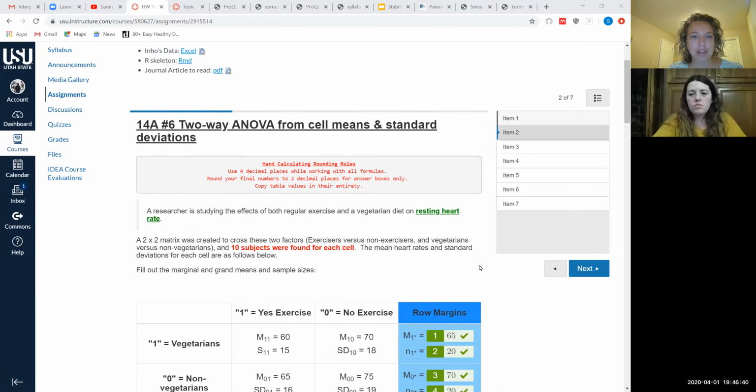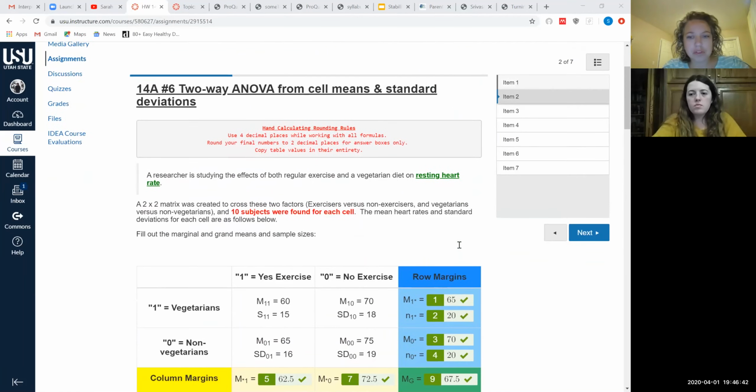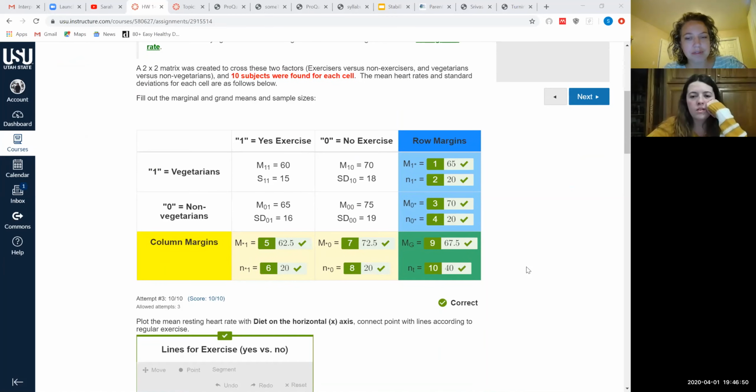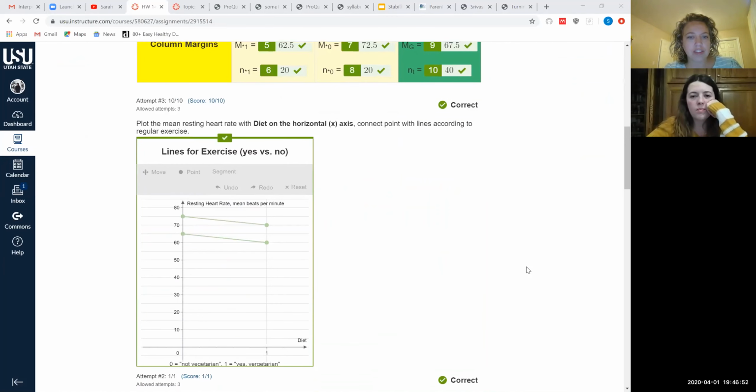Okay. Yeah, it's item 2. Okay, so I see your means table, you got all filled out correctly. Okay. Yep. And what did you think about making these plots? Was that fun?